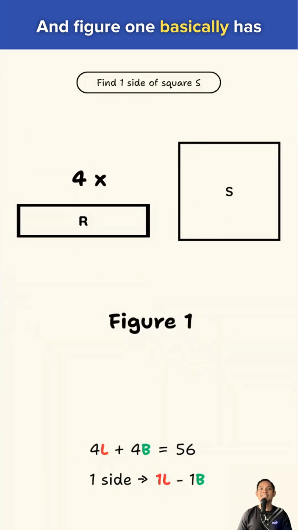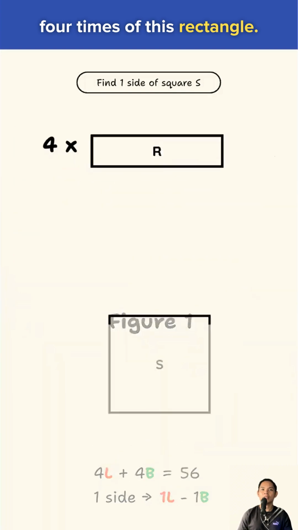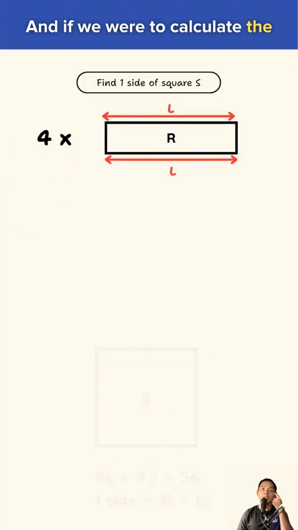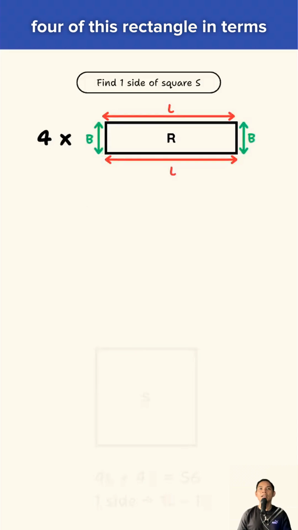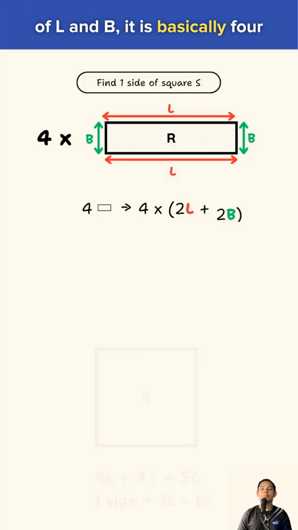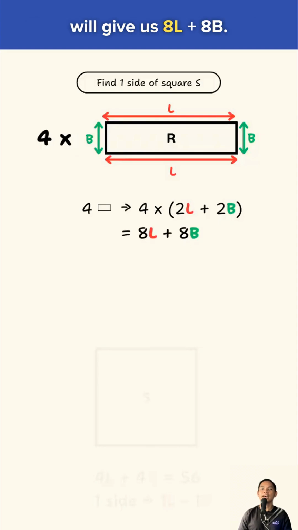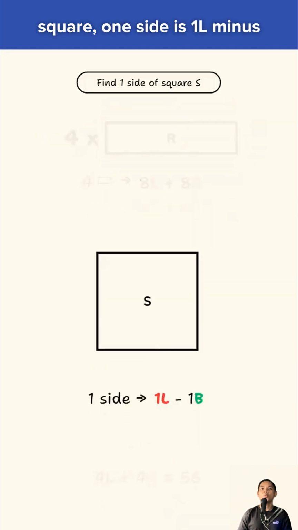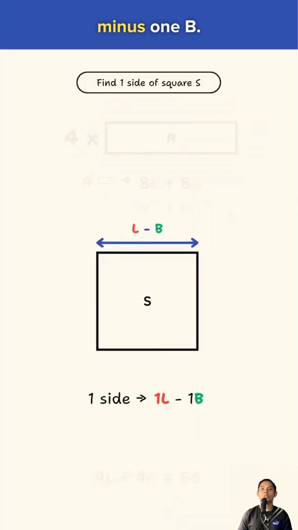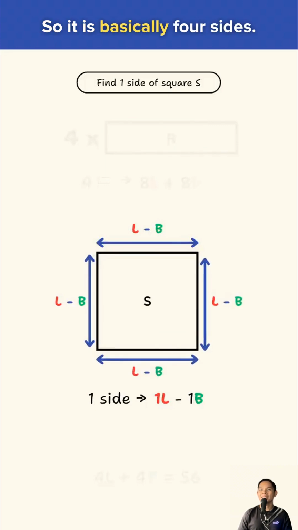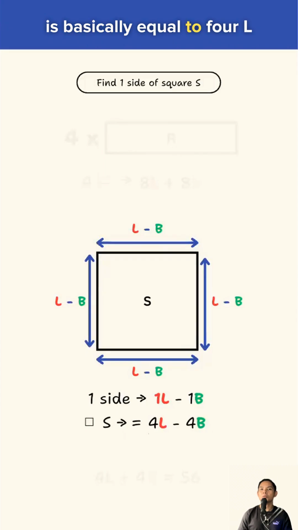Figure 1 basically has 4 times this rectangle. If we calculate the 4 rectangles in terms of L and B, it is basically 4 times bracket 2L plus 2B, and this will give us 8L plus 8B. Then if we go to the square, one side is 1L minus 1B, so with 4 sides, the whole square perimeter is basically equal to 4L minus 4B.